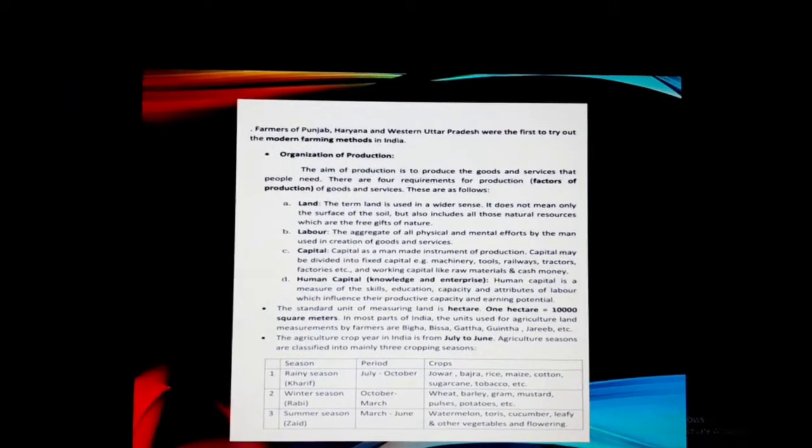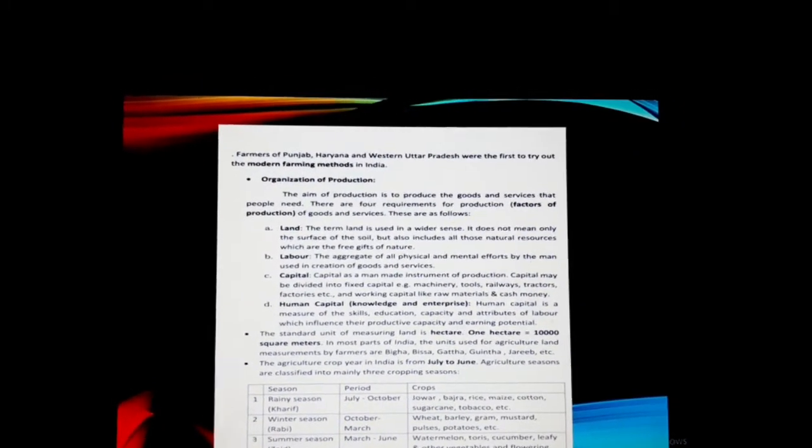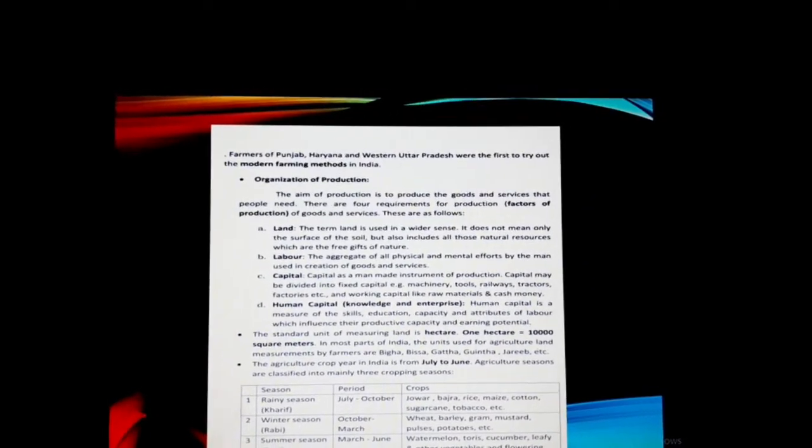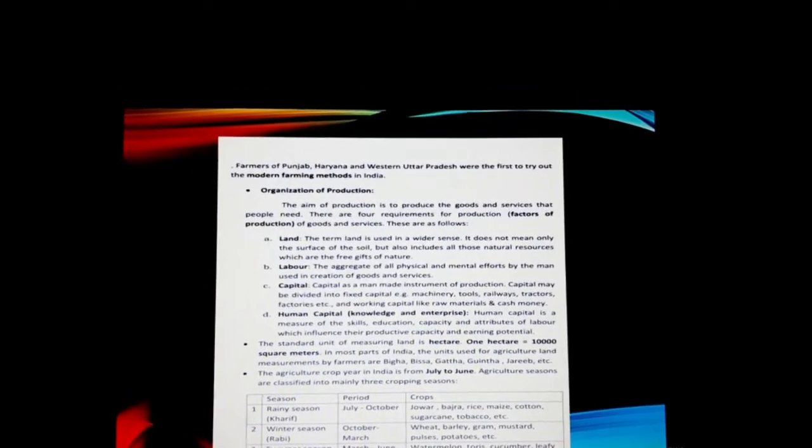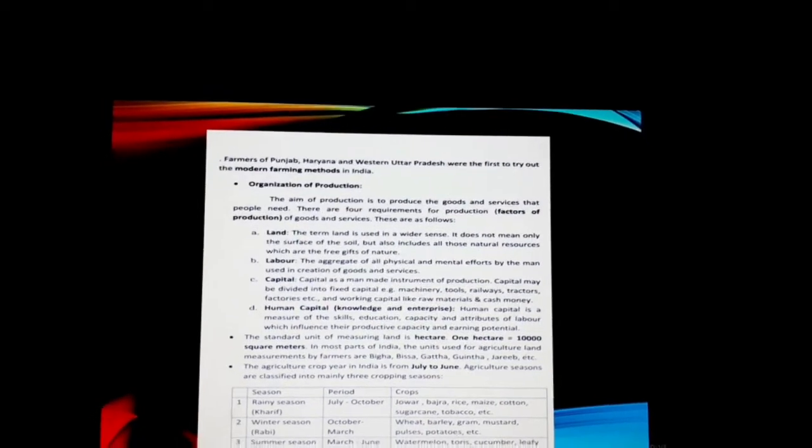The agriculture crop year in India is from July to June. Means this is the session. Like in our school, it's April to March. In the same way, the agriculture crop year is July to June.